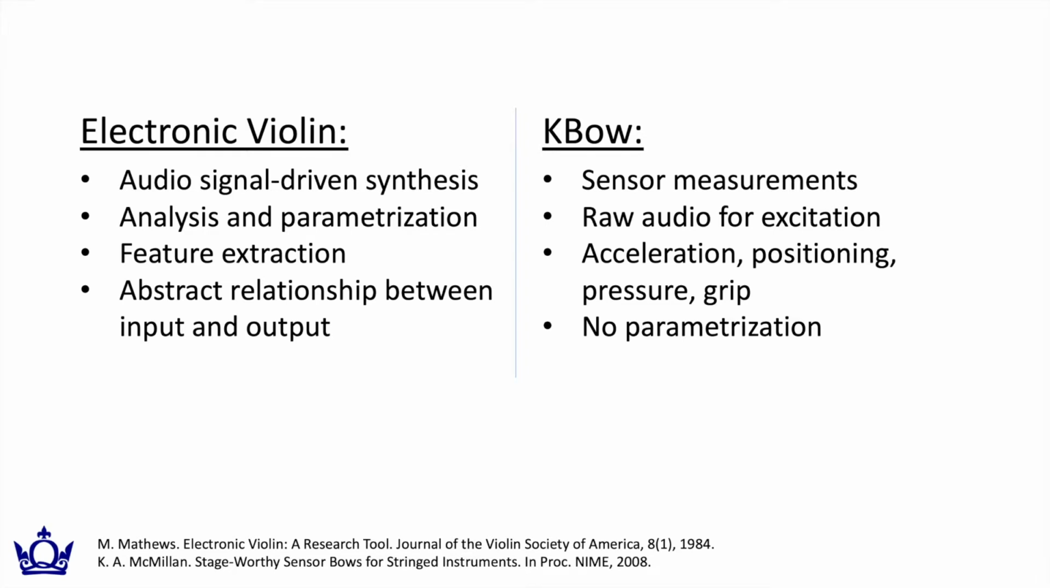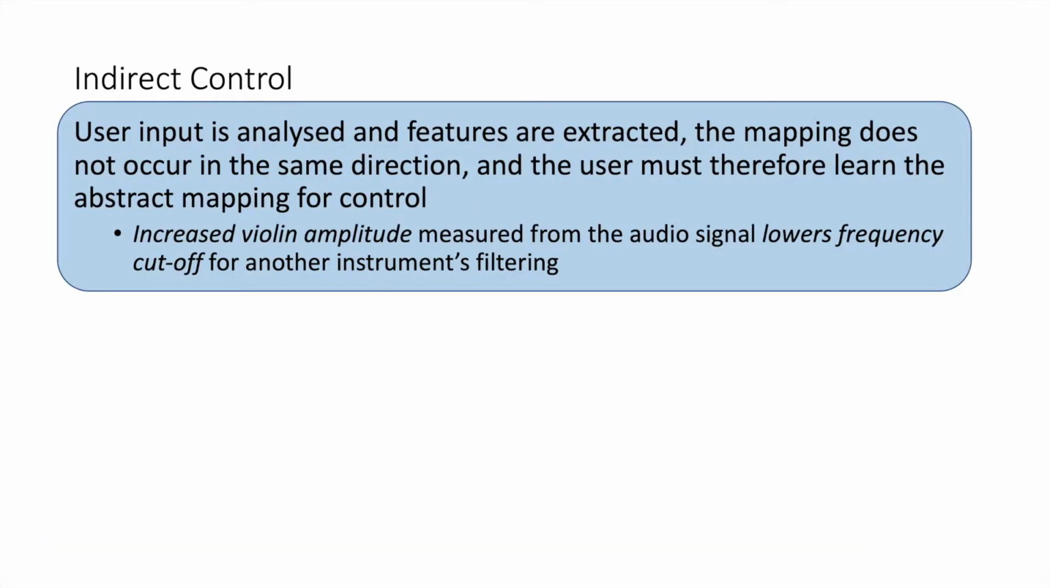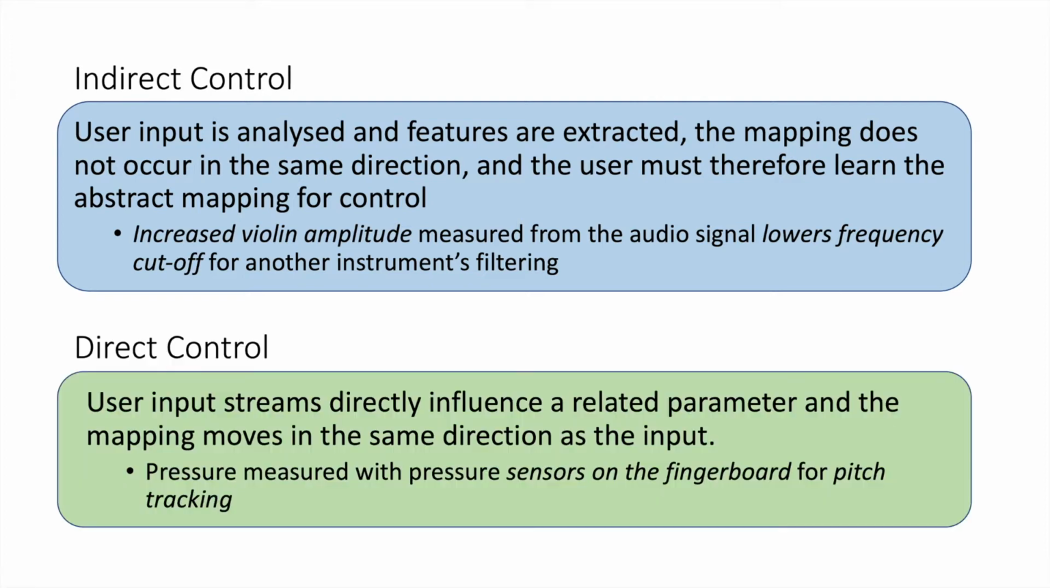to corresponding controls. Our key distinction, therefore, between the two types of control is this idea of translating user input. We thus define indirect control as being those cases where user input is analyzed and features are extracted. The mapping may not occur in the same direction, and the user must therefore learn an abstract mapping for control. And direct control we would define in places where user input streams directly influence a related parameter, and the mapping moves in the same direction as the input. These methods of control can of course be combined, and most DMIs rely to some degree on both of them.